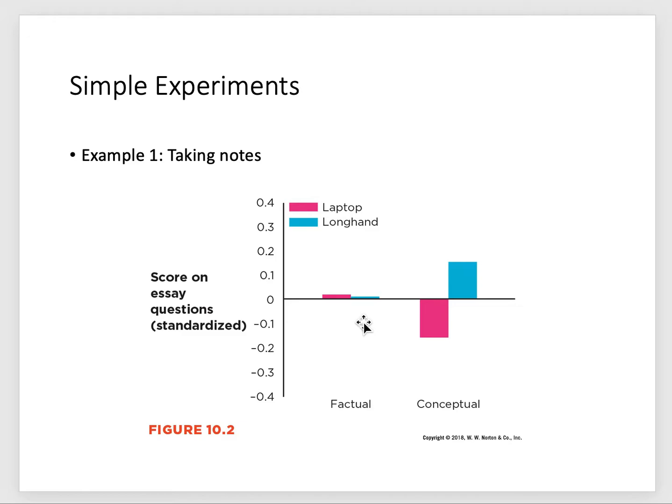So here, the manipulated variable would be the method for taking notes. We could divide a class in half and randomly assign half of the students to take notes on a laptop, and the other half to take notes by longhand, and then see what happens. The measured variable would be their performance on the test on these different types of questions. We're not manipulating anything about how they perform, but we are manipulating what they're doing to get there. Hopefully that makes sense.